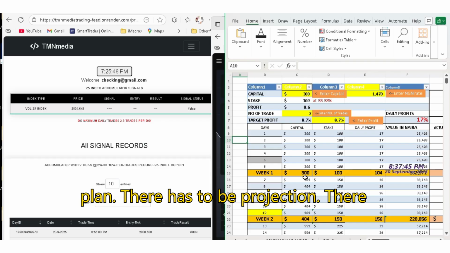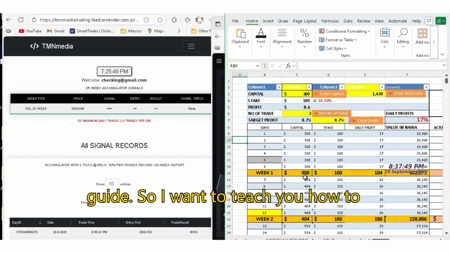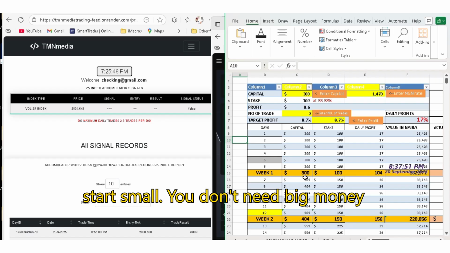There has to be a plan. There has to be projection. There has to be trading rules. There has to be a guide. So I want to teach you how to start small. You don't need big money to start.